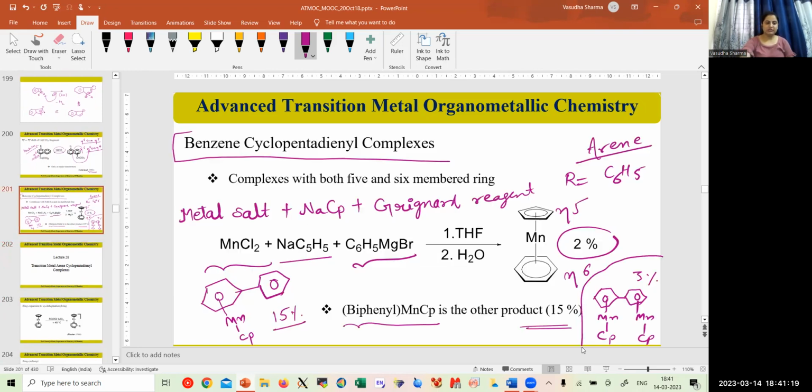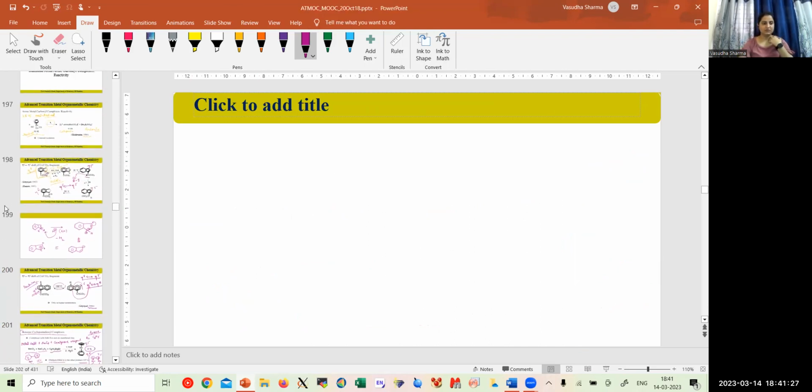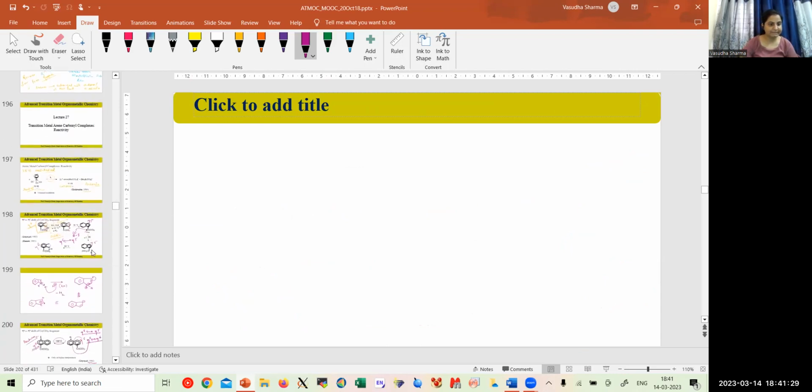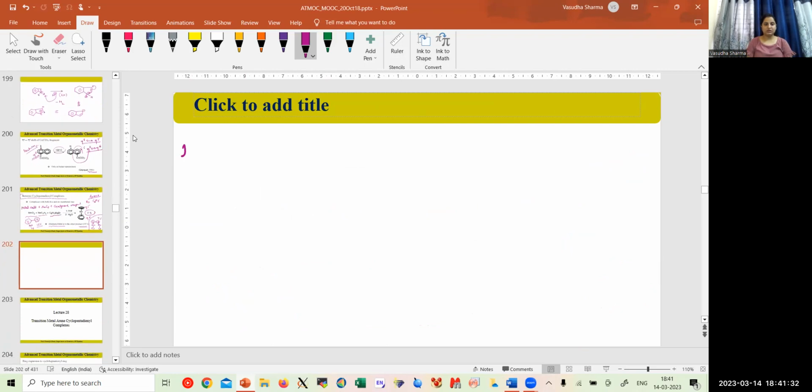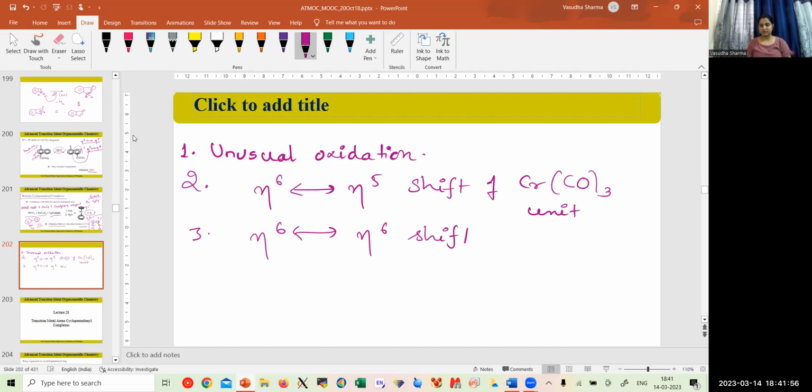So this was about lecture 27, where we have seen unusual oxidation state, oxidation of that molecular complex. Then we saw eta6 to eta5 transformation, shift of the chromium CO 3 unit. Then in another step, we saw eta6 to eta6 shift.